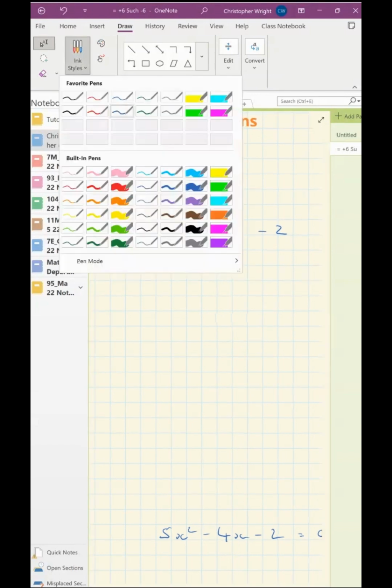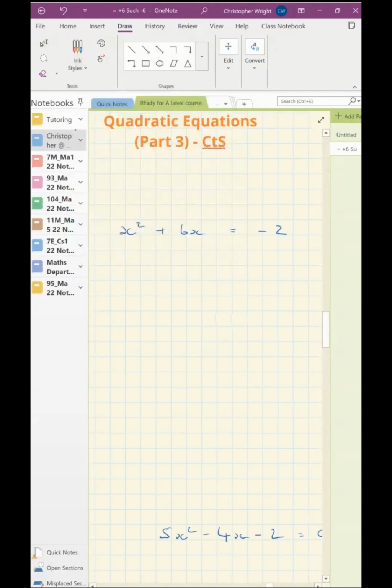Now, if I was going to complete the square on the left-hand side, I would turn that into x plus 3 squared. That will give me my 6x, but it'll also give me an extra 9. So I'm going to have to add 9 onto the right-hand side of my equation as well. So I have x plus 3 squared equals 7. Square root both sides, x plus 3 equals plus or minus the square root of 7.